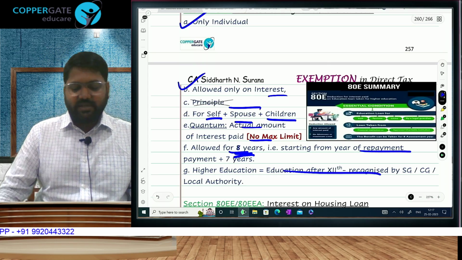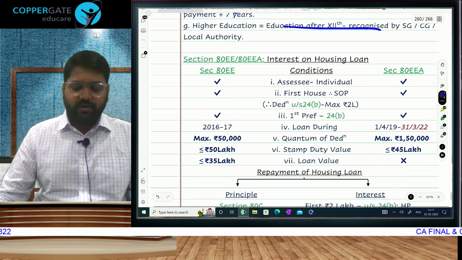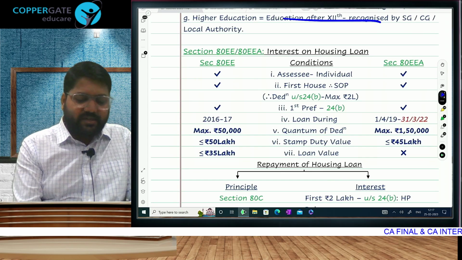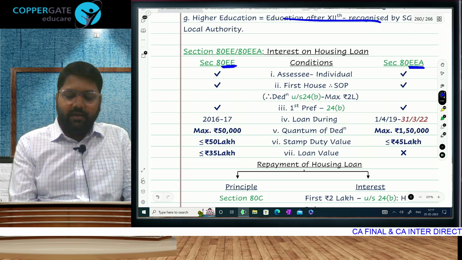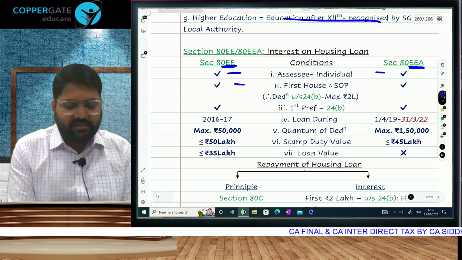And higher education means after 12th, any education recognized by central government, state government or local authority. Interest on home loan ke liye we have two sections, 80EE and 80EEA. What are the conditions? Both cases assessee has to be individual. Both cases it has to be your first house.